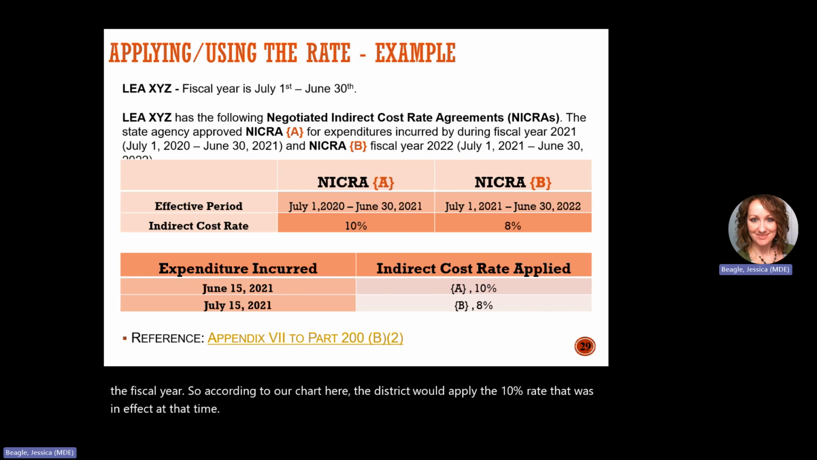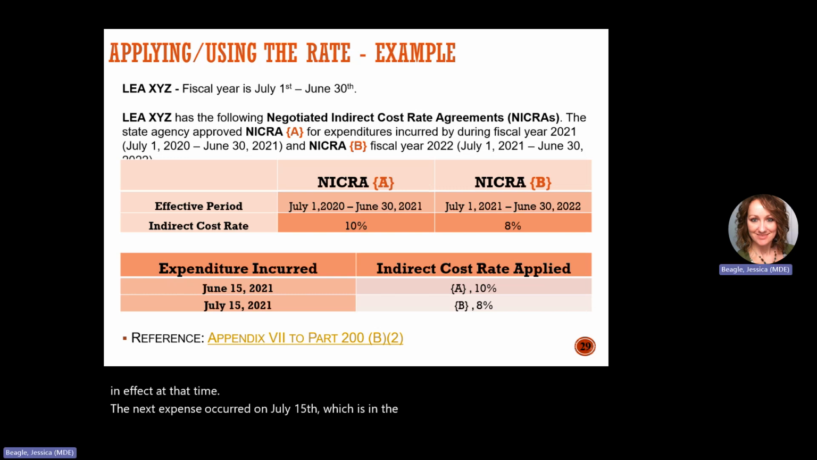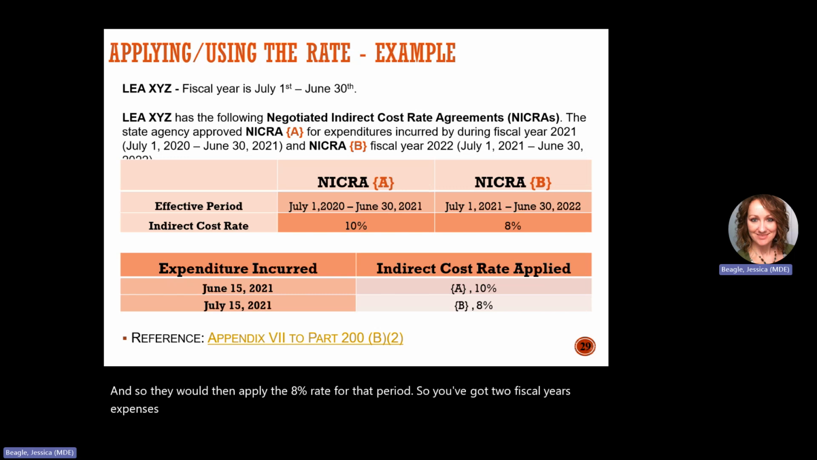The next expense occurred on July 15th, which is in the next fiscal year. And so they would then apply the 8% rate for that period. So you've got 2 fiscal years, expenses occurring in different fiscal years. Use the rate that applies for that fiscal year when the expense occurred.